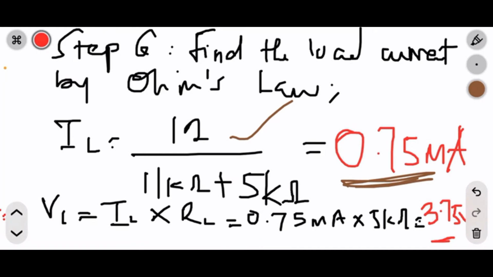You understand? If we had a circuit joined on a board and we used an ammeter to test it, this is the value we'd get, all things being equal. And the voltage for the load will be the current through the load times the resistance of the load. You get me? So when you multiply the two, 0.75 times 5 kilo ohms, you get 3.75 volts.